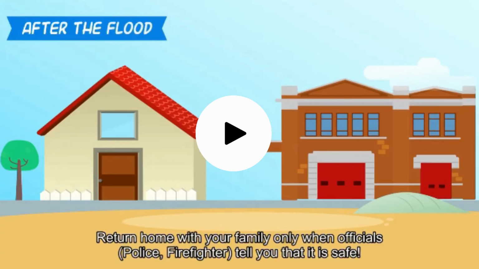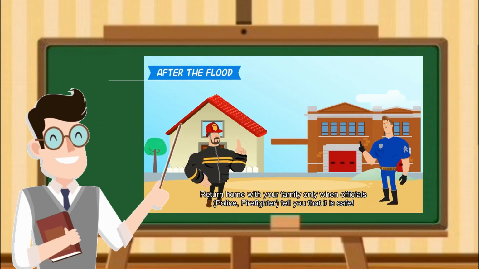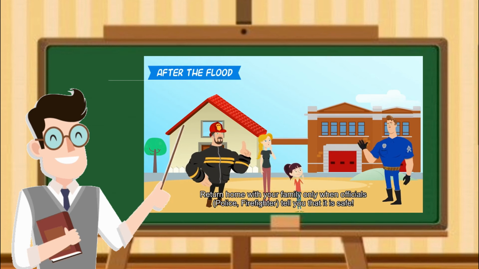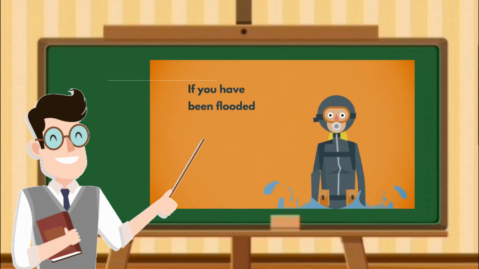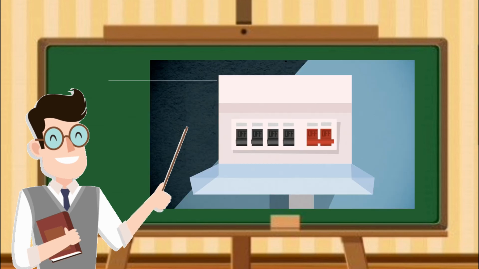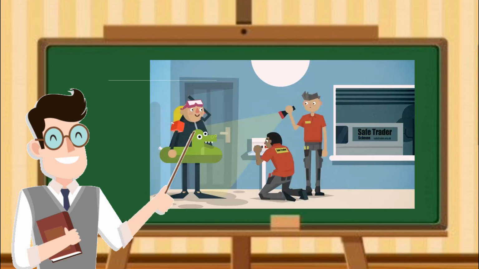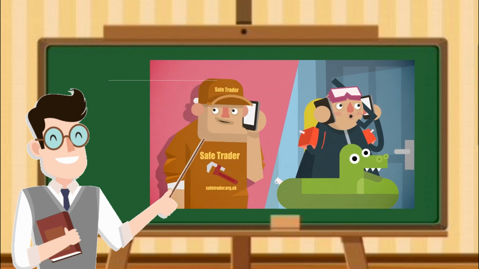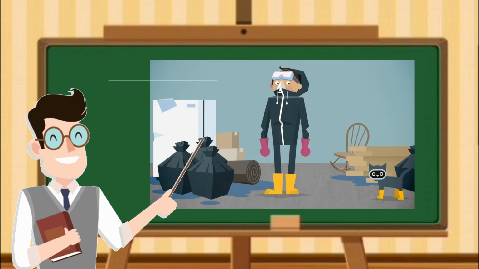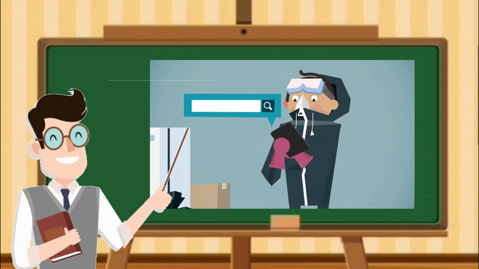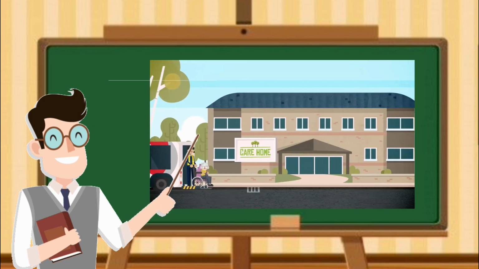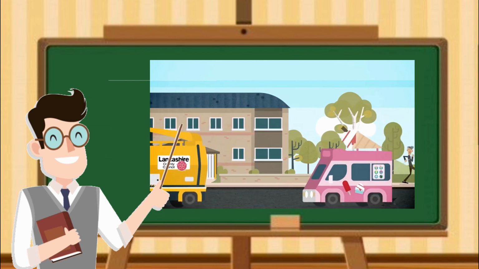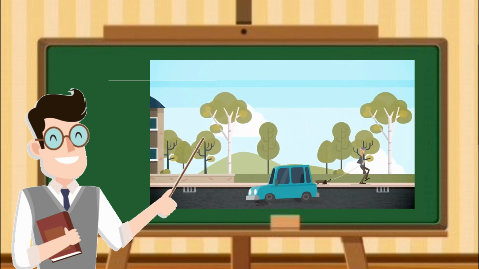For example, return home with your family only when officials, police, firefighters tell you that it's safe. If you have been flooded, be careful. Don't turn on the electricity before getting it checked by an electrician. Call your insurance company and register your claim. If you need work doing, use our Safe Trader scheme. Floodwater can be contaminated, so wear protective gear when cleaning up and get advice about recycling any waste. We'll be busy working with our partners to organise the clear-up and help get life back on track. And yes, we'll be fixing the potholes.